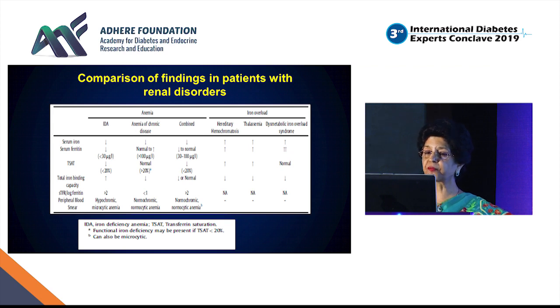What are the levels of iron, ferritin, transferrin saturation, total iron binding capacity, and the log ferritin, as well as the peripheral blood smear, whether it's iron deficiency anemia, anemia of chronic disease, combined hereditary hemochromatosis when there's an iron overload, thalassemia, as well as metabolic iron overload syndrome.